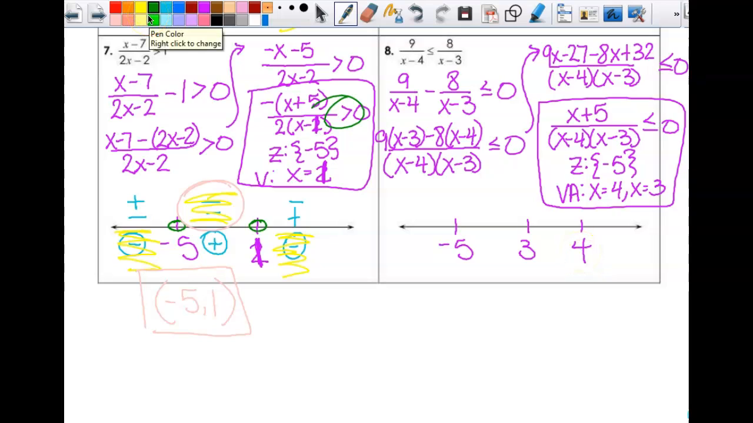Is negative 5 open or closed? Closed, right? Because it's less than or equal to. And then these are asymptotes, so they're both open. Okay. Y'all finish that sign chart up and put your solution there. And I will hand out your worksheet.